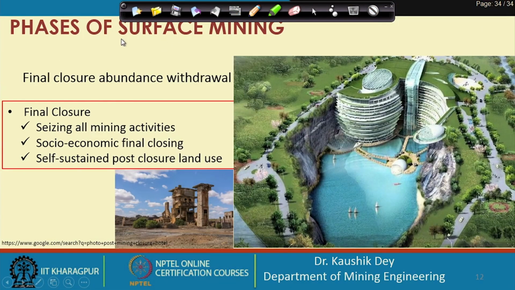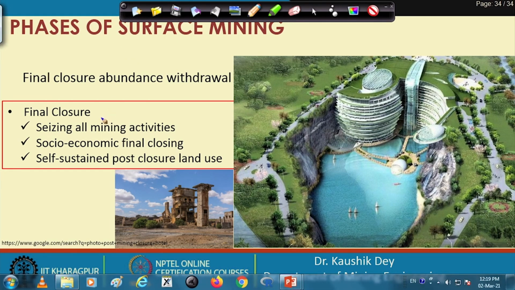And finally, the closing has to be carried out. Final closing means we have to cease all the mining activity. Socio-economically, the final closing has to be carried out, and self-sustained post closure land use has to be made.